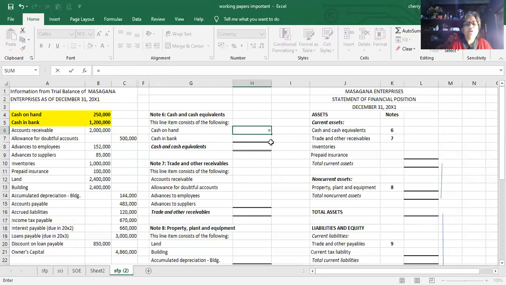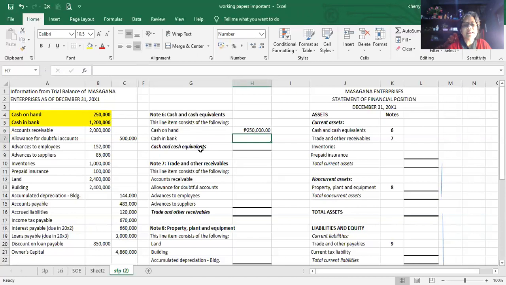250,000. So you can write 250,000, or if you are using Excel, you can call it. By calling it, you press the equal sign and then go to the amount, click, and then enter. Next is the cash in bank, which is 1,200,000, same procedure: equals 1,200,000, click, then enter. Then you compute it or sum it up.